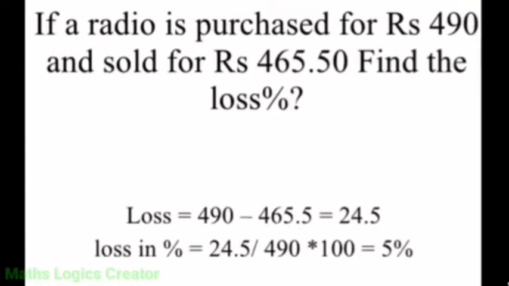If a radio is purchased for 490 and sold for 465.5, find the loss percent. Someone bought a radio for 490 rupees and sold it for 465.5. He is going to get a loss because he sold it for a lesser price than he bought it. Loss is cost price minus selling price, so you get 24.5 as the loss. Loss percentage is equal to loss divided by cost price into 100. So loss is 24.5 divided by 490 into 100, and the loss in this whole transaction is 5%.